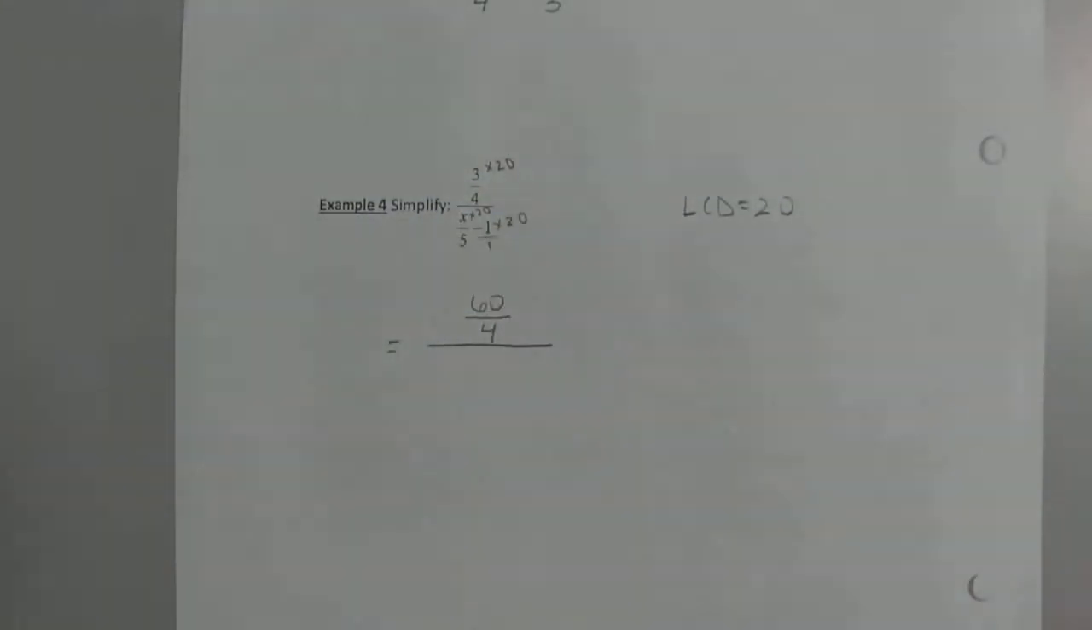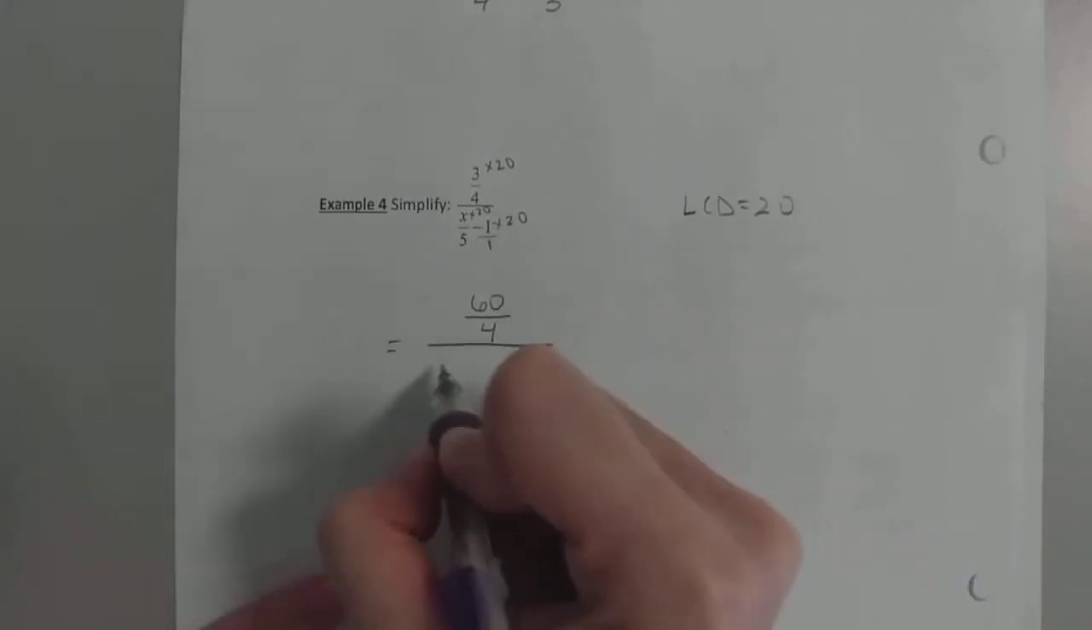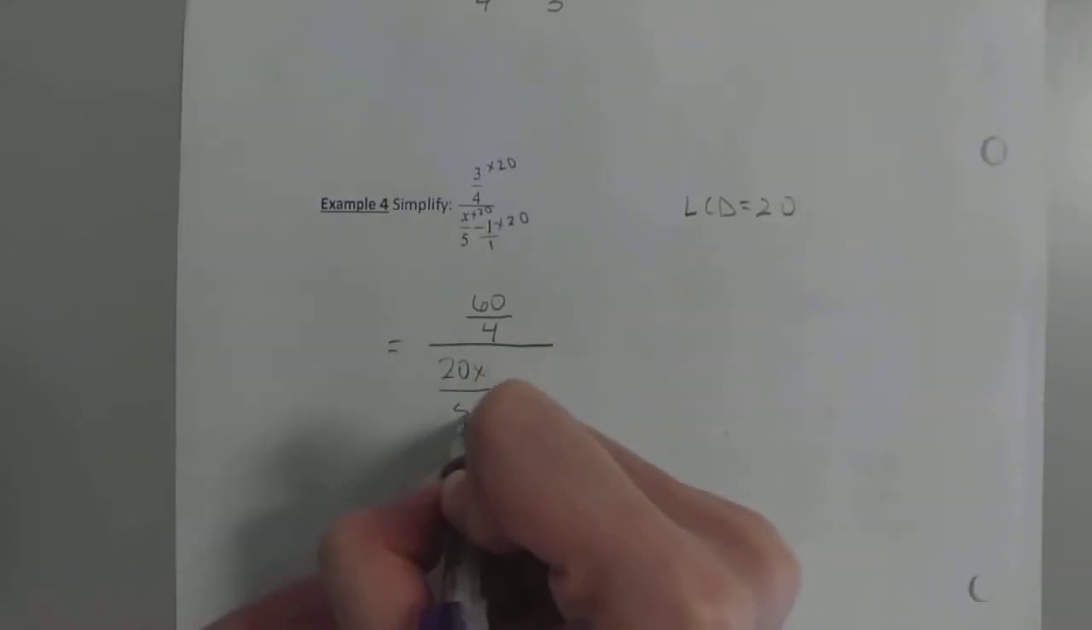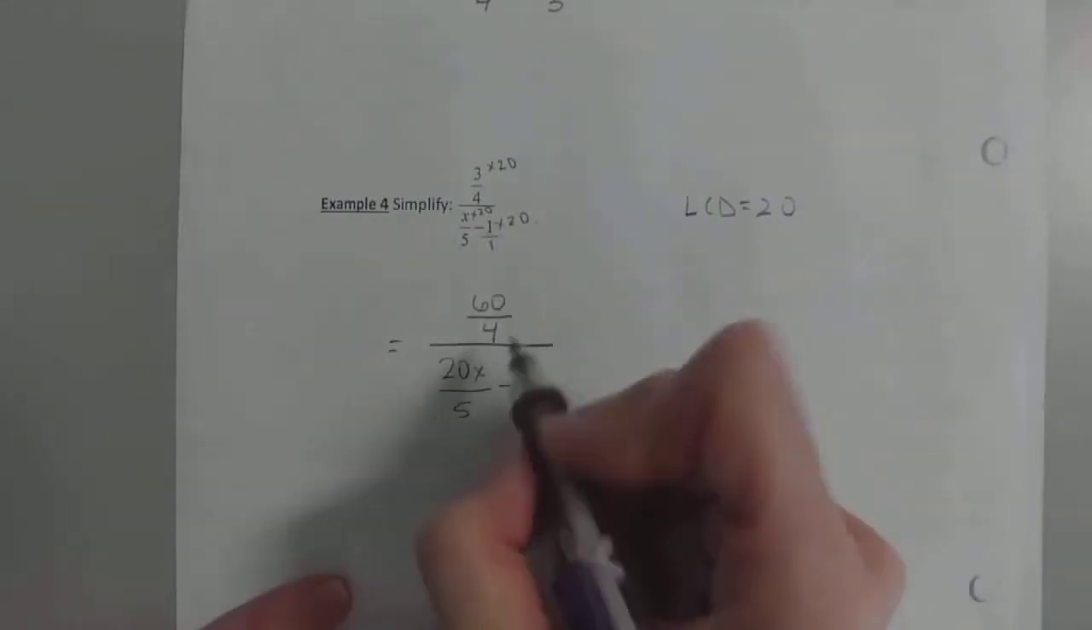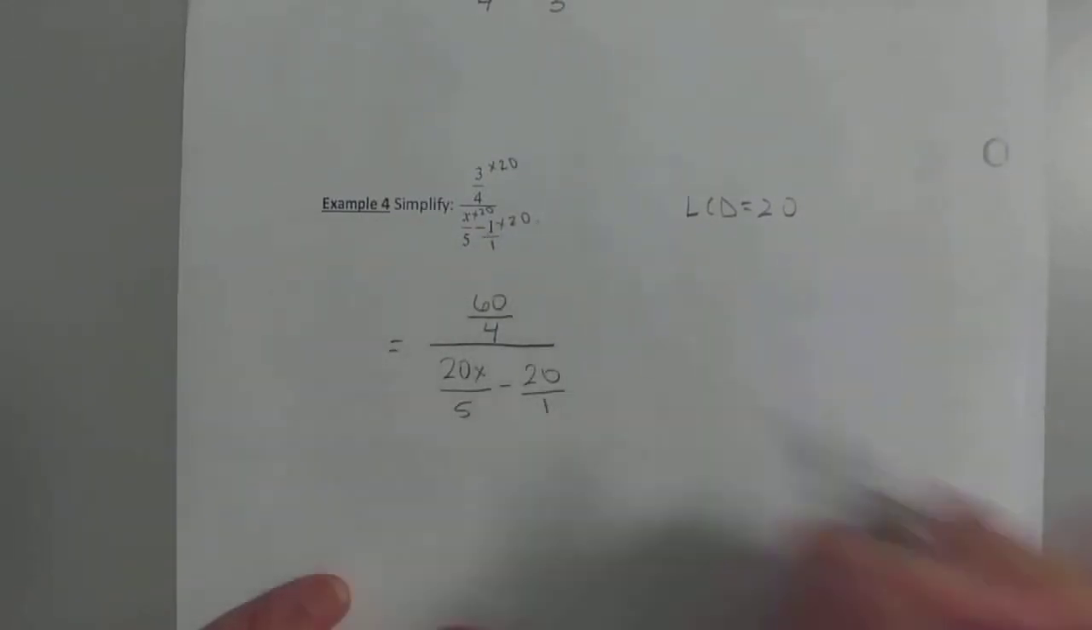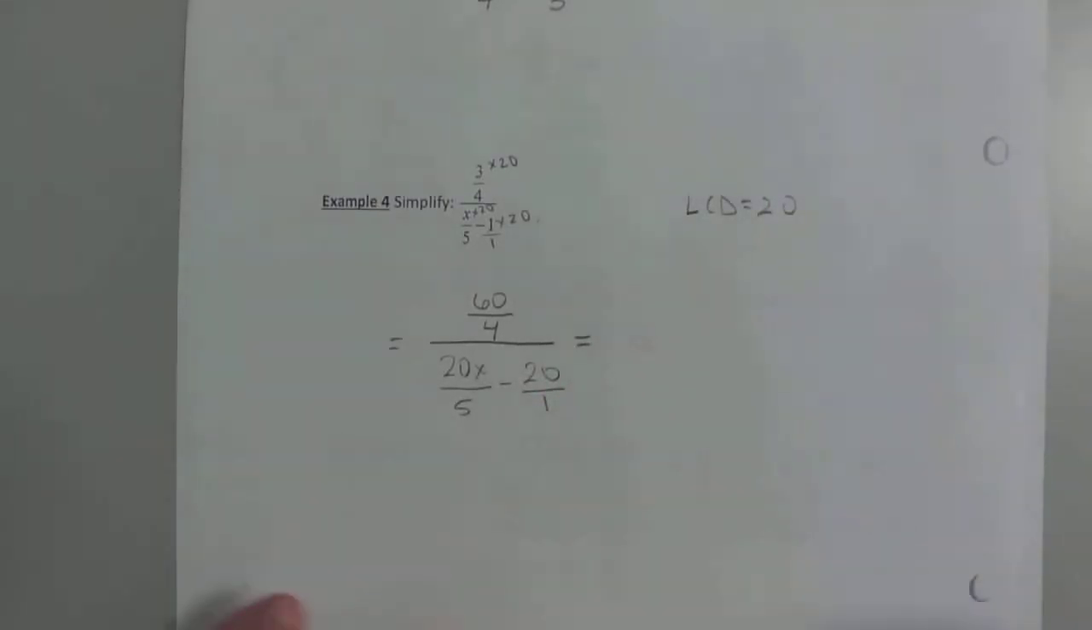Well, what's 3 times 2? 6, and add a 0. So this is 60 over 4. What's x times 20? 20x, and that's over 5. And then what's 1 times 20? 20 over 1. All right.